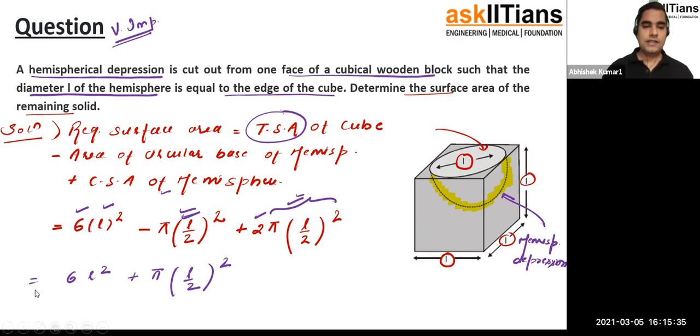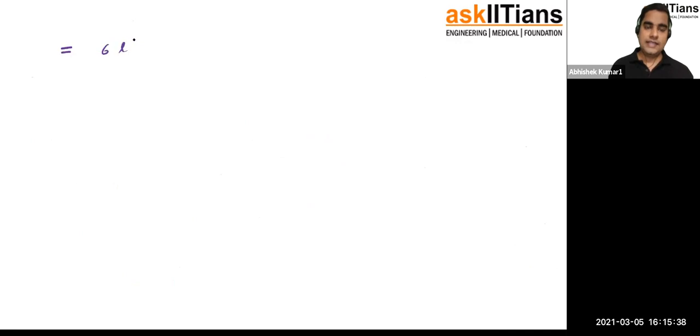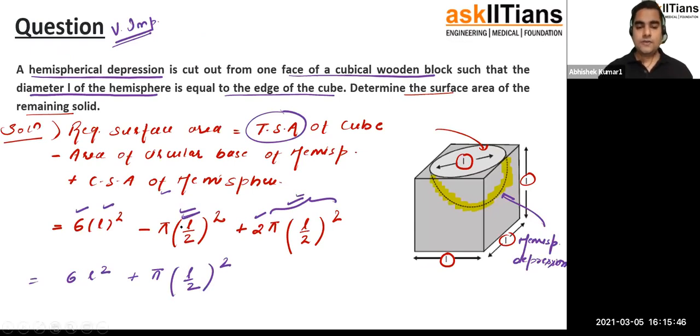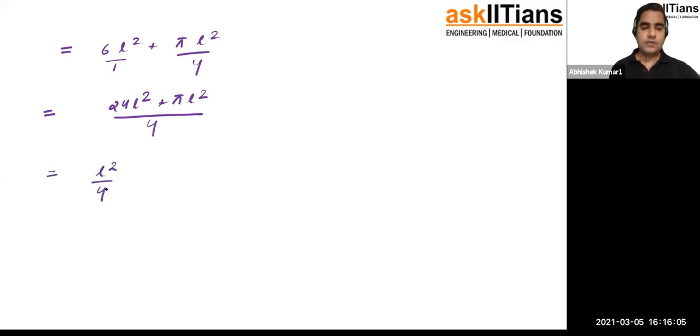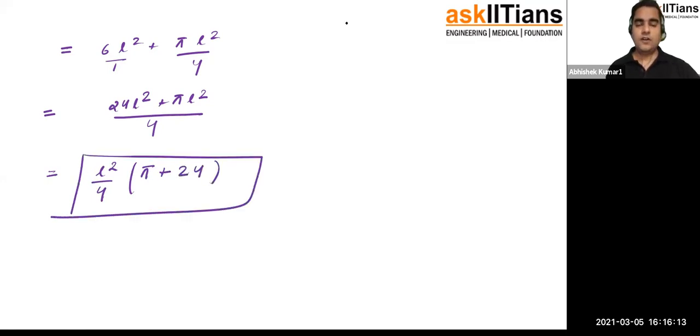We have 6L square plus, if you simplify it more, you will get 6L square plus pi L square by 4, because what we were having here, we were having pi into L by 2 whole square, and L by 2 whole square is L square by 4. That's what we have. Now what you can do is you can take LCM. If you take LCM is going to be 4. So here you are going to get 24 L square, and this is pi L square. What can be taken out common? You can take L square common. So you will be getting L square by 4, and in the bracket you will be left with pi plus 24. All right. So this is the value of the surface area of the remaining solid.